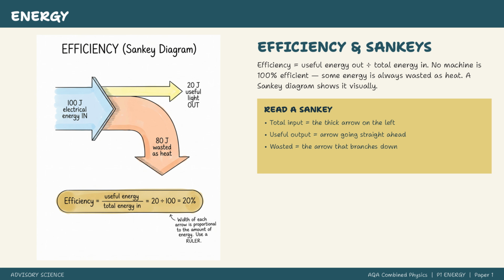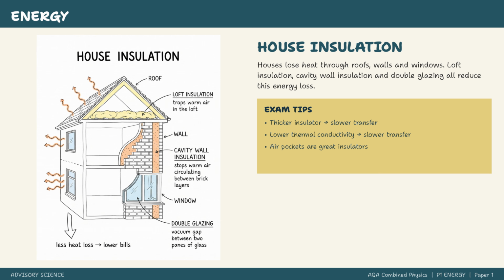The exam will often test this using a Sankey diagram, which represents efficiency visually. The total width of the arrow on the far left represents the total input energy. The arrow path that continues straight ahead represents the useful output energy, while the branch that bends sharply downwards represents the wasted energy.